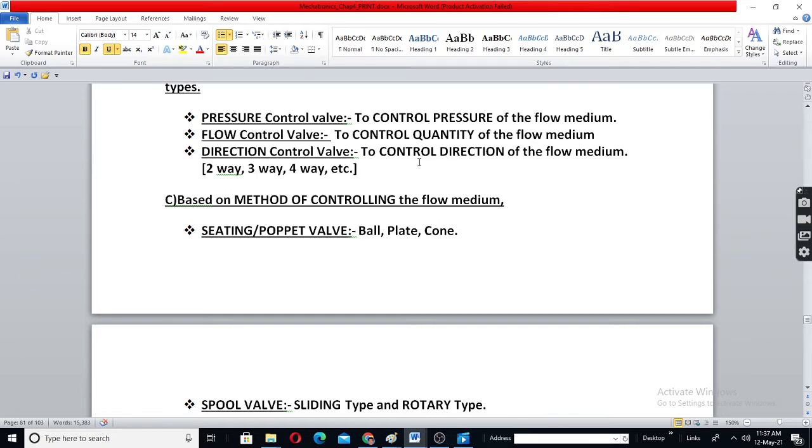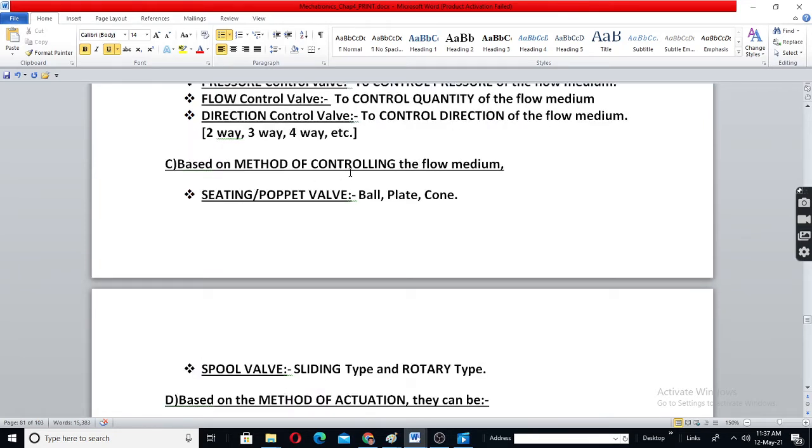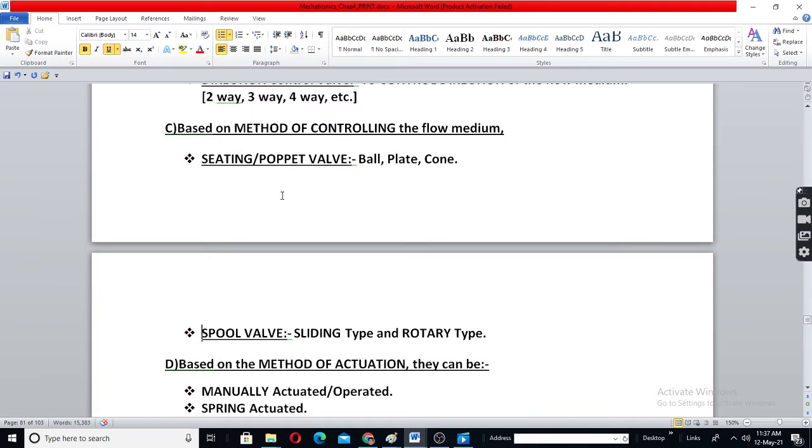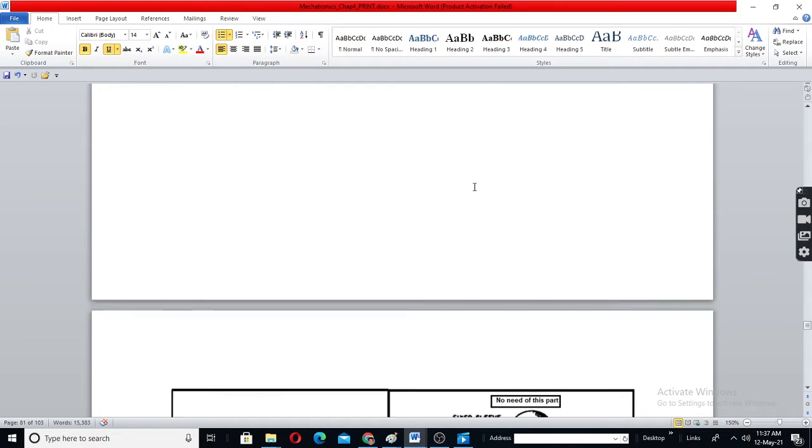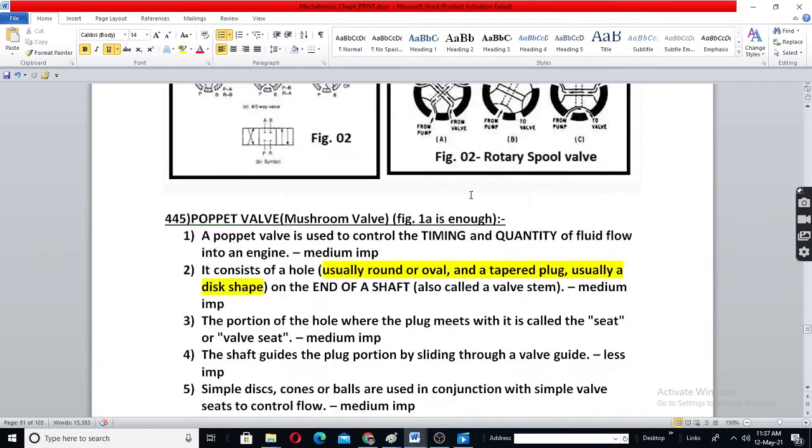There are other classifications also. This is the main one. Next, based on method of controlling the flow, we have poppet valve and spool valve. Spool valve is also called mushroom valve. This is called seating valve. We will see that. The seating can be done by ball, plate or cone. So first we will see the poppet valve and then we will see this valve. Okay.